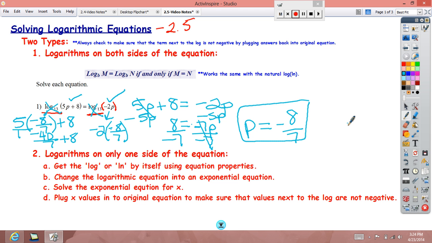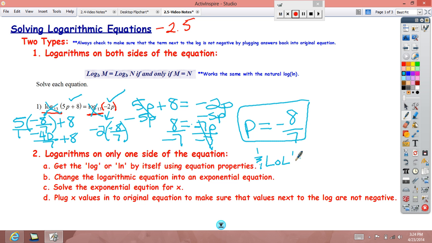Second are logarithms on only one side of the equation, and these are a little trickier just because there are more things that we need to remember. First, I need to get the log or ln by itself using equation properties and the LOLs. I should have put that in here.